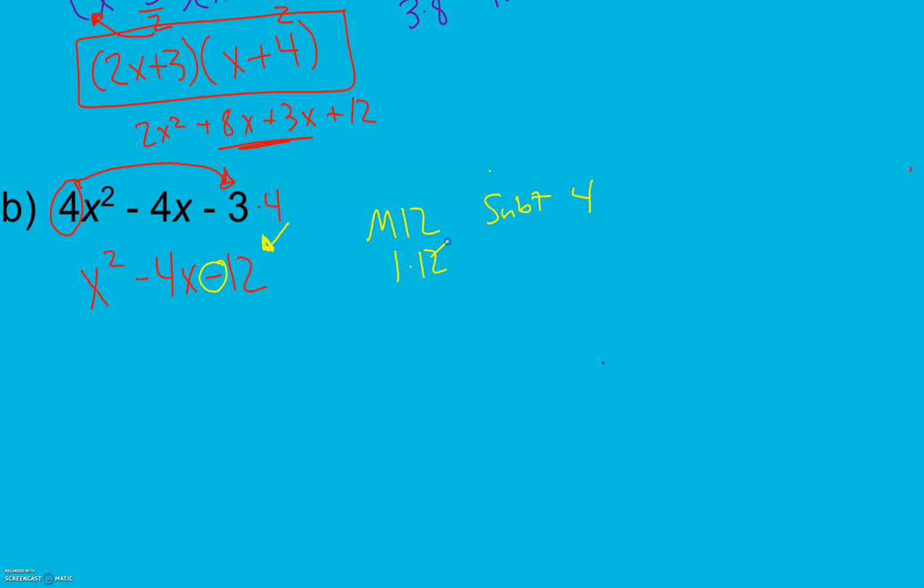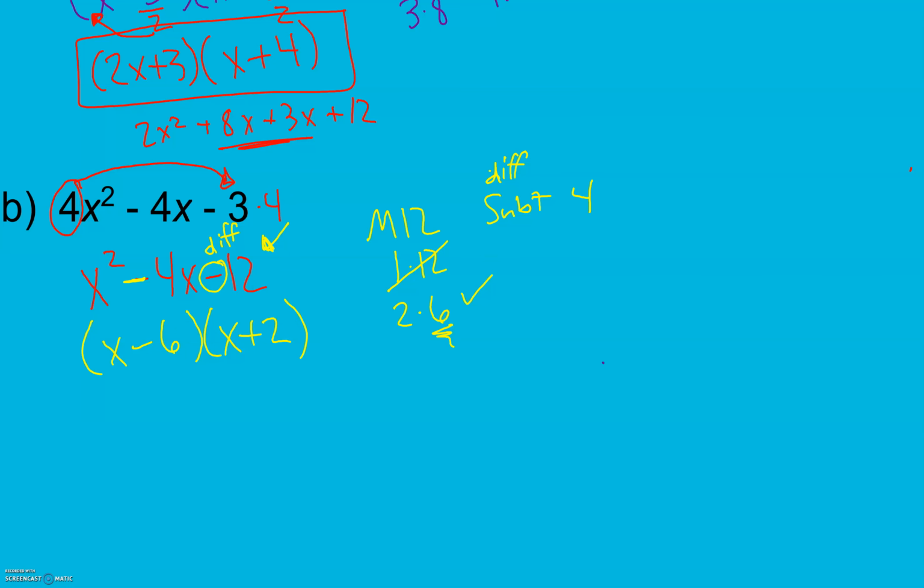My options are 1 and 12, no. 2 and 6, yes. So here, to multiply to x squared is x and x. Because I found the difference and subtracted, my signs are going to be different. And we look at the bigger number, 6, it always gets a sign of the middle number.